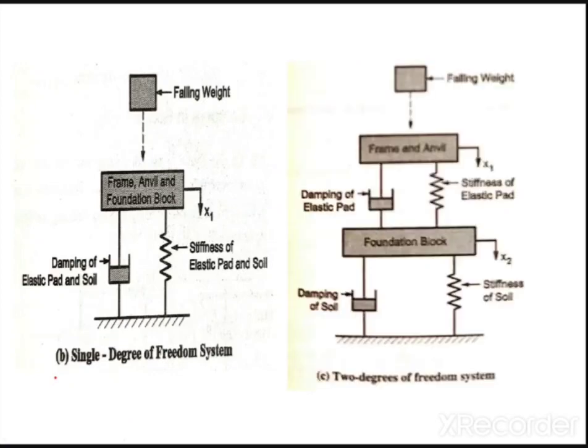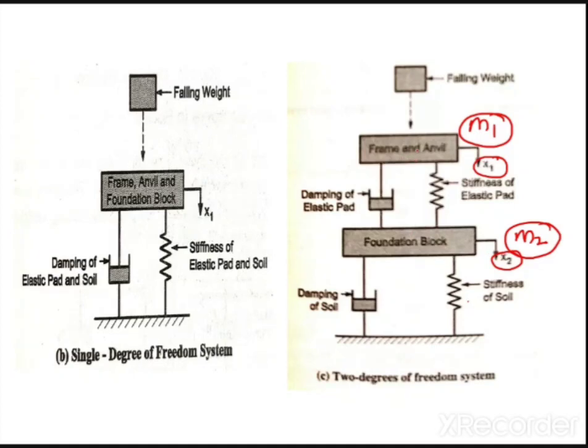Now see, this figure shows the two degree of freedom system. So how have I converted it? I have taken M1 as the mass of the frame and the anvil, and M2 as the mass of the foundation block. Let us say x1 is the displacement of mass m1 and x2 is the displacement of mass m2. Now two coordinates are required to specify the motion completely, so this system is called a two degree of freedom system. And the rest is the same.